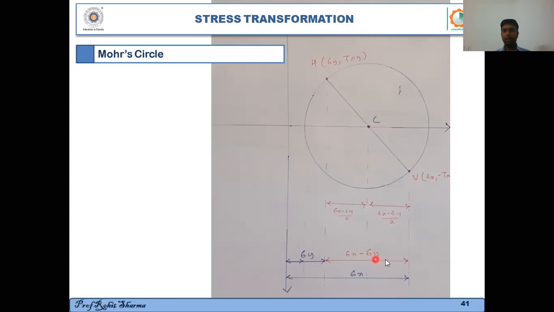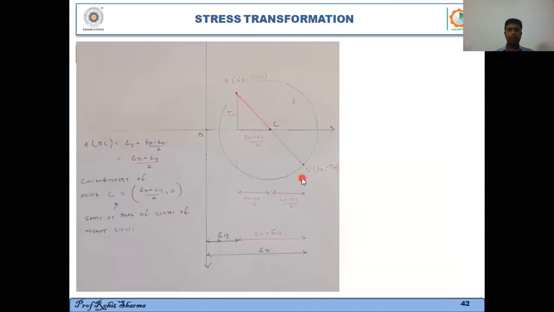will be equal to what? Sigma x minus sigma y. So this distance is nothing but sigma x minus sigma y. And if I consider this as a center, then this distance will be what? Sigma x minus sigma y over 2, and this distance will be sigma x minus sigma y over 2, right?